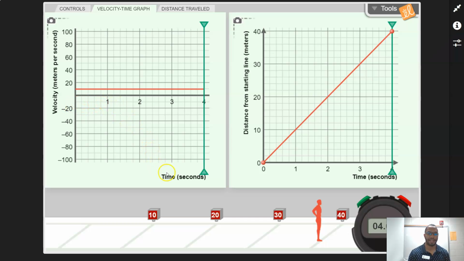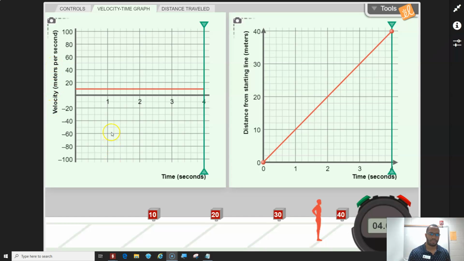So you need to take a look at your x-axis. Now we can see that the x-axis is labeled in time. And our y-axis is velocity. And notice it's meters per second. Remember, we learned previously about the difference between distance and displacement. So let's take a look at how to identify what information is given on a velocity and time graph and how that's different than a position and time graph.